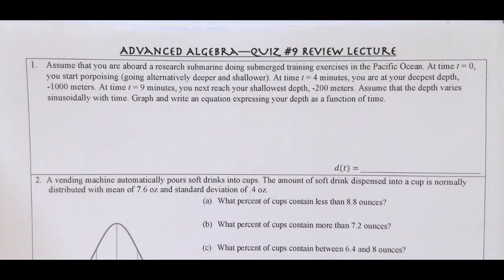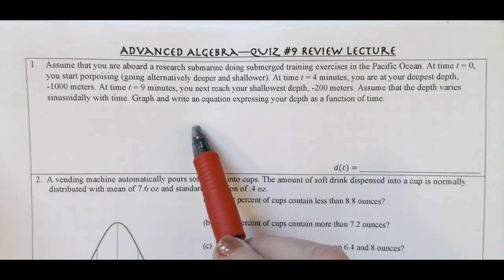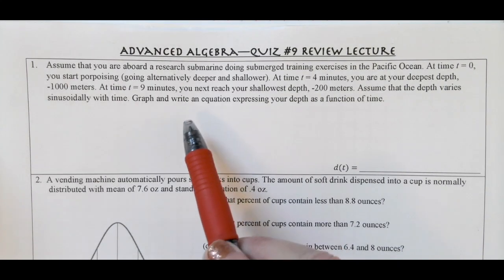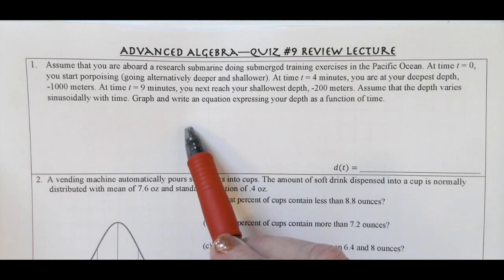All right, here is our Quiz 9 review. So first up, you will have a modeling problem with a horizontal shift. So here's our problem to review that skill.